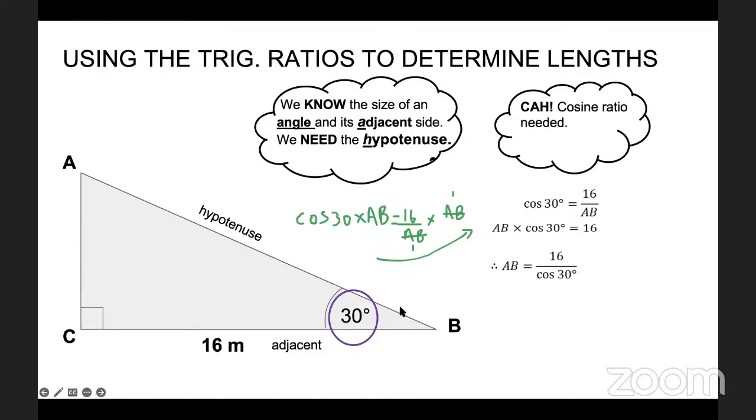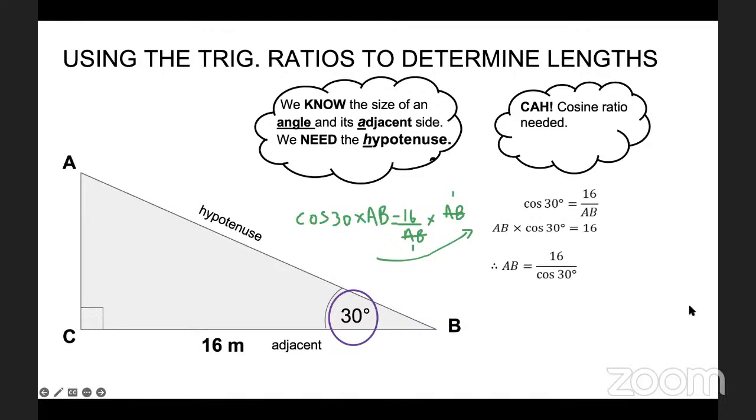So when we divide by cos 30, you're going to have AB left by itself, and then you're going to have 16 divided by cos 30. Now we can substitute the value of cos 30 and actually find out what is the value of AB. Great.